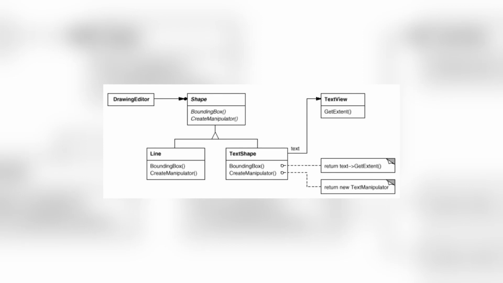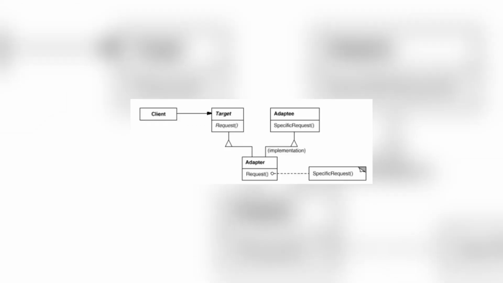Applicability. Use the adapter pattern when you want to use an existing class, and its interface does not match the one you need. You want to create a reusable class that cooperates with unrelated or unforeseen classes, that is, classes that don't necessarily have compatible interfaces. You need to use several existing subclasses, but it's impractical to adapt their interface by subclassing every one. An object adapter can adapt the interface of its parent class.